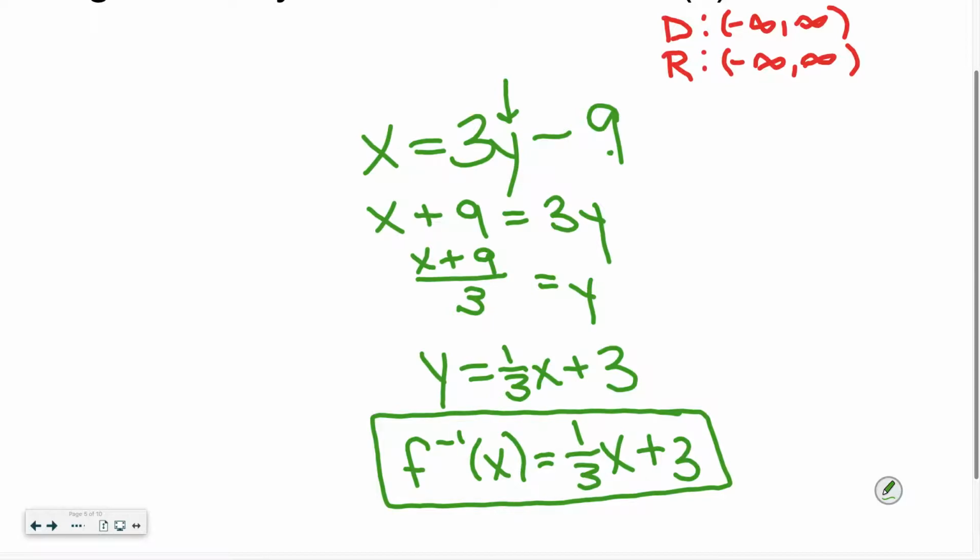And this part isn't very exciting because our domain and range are the same. But when we have our inverse, the range becomes our domain, and the domain becomes the inverse's range. We don't have to think about it. Just switch it.